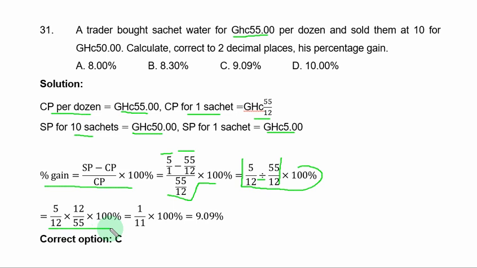Note the changes. 12 cancels 12. You reduce 5 and 55 by 5. You are left with 1 over 11 times 100%. And that gives 9.09% to 2 decimal places. C is the correct option.